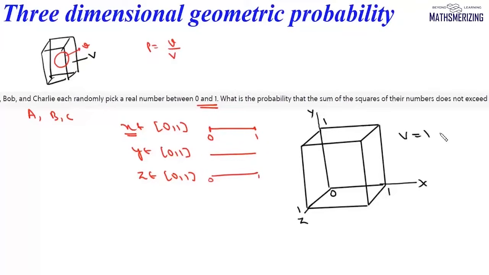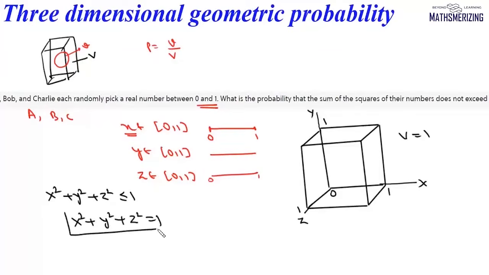Now we need to find the probability that the sum of squares of their numbers does not exceed 1. So that means x squared plus y squared plus z squared is less than or equal to 1. Now we know that x squared plus y squared plus z squared equals 1 is nothing but a sphere of radius 1 unit. And here we are talking about x squared plus y squared plus z squared less than or equal to 1. So that means we are talking about all the points on or inside the sphere in this first octant, where x, y and z are all positive.